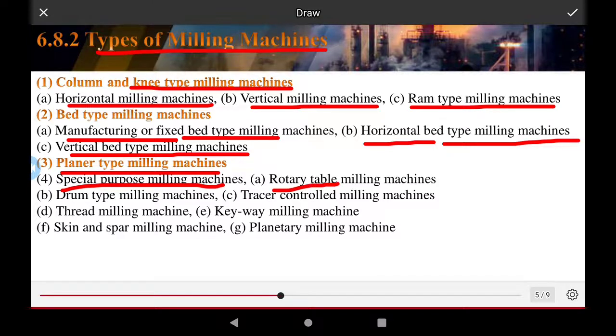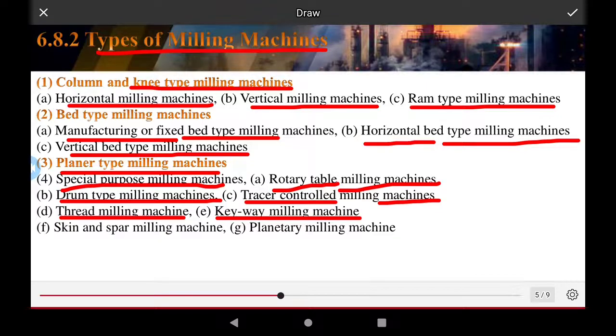Rotary table milling machine, where the table rotates, drum type milling machine, tracer controlled milling machines, thread milling machines, keyway milling machines, and planetary milling machines. These are the types of milling machines.